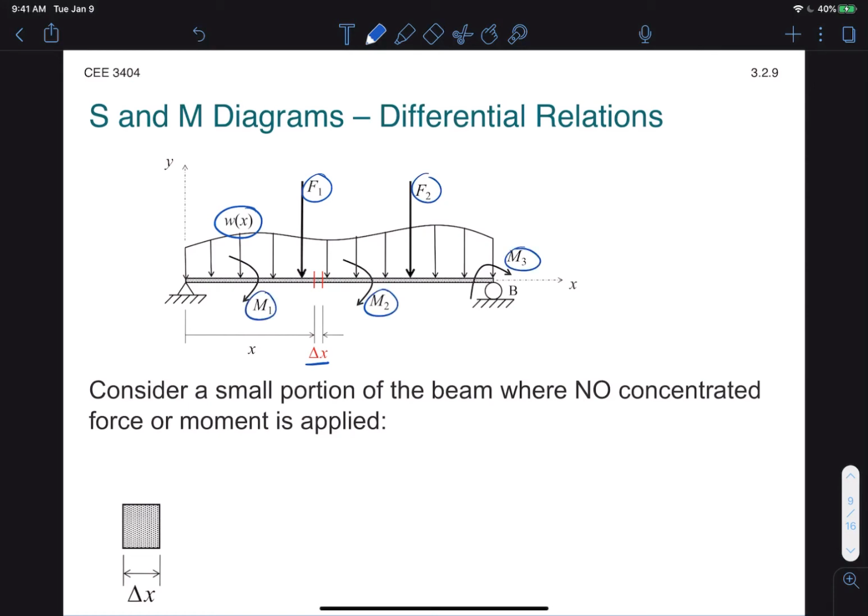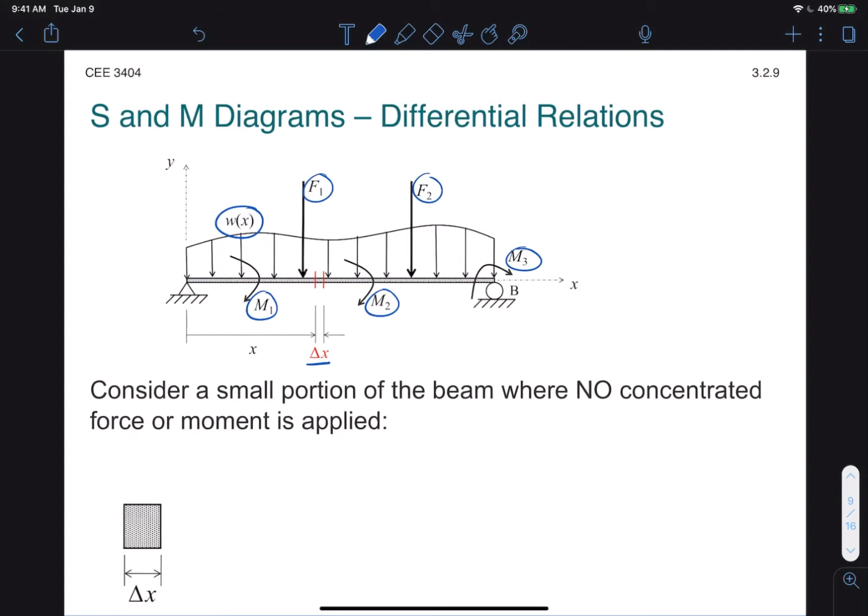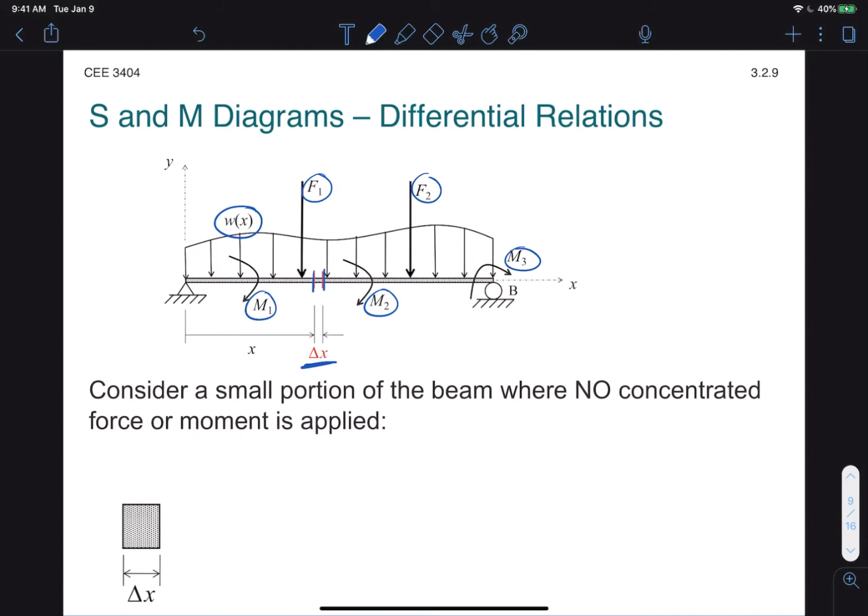But first, let's consider a small portion of the beam where no force or moment is applied. We'll call that portion delta x. And we'll imagine that this portion is very, very small. So if it's very, very small, then the distributed load across that portion will be effectively constant. So we can treat it as a uniform distributed load, W. We'll also have shear and moments on either side of the element, and we'll assume that there's a slight change delta S in shear and a slight change delta M in moment.